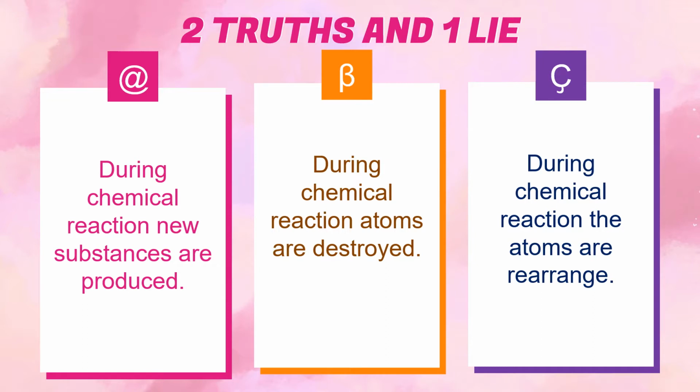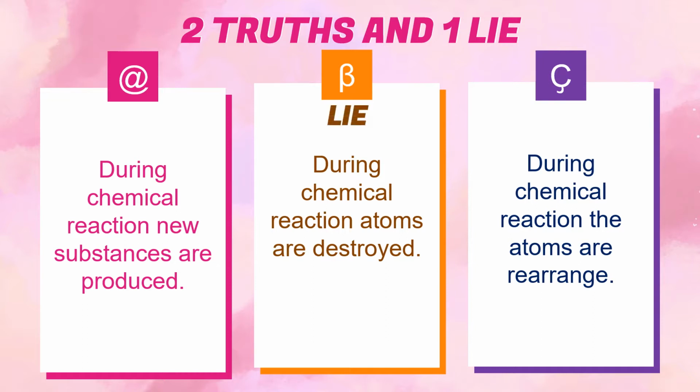Statement A. During chemical reaction, new substances are produced. Statement B. During chemical reaction, atoms are destroyed. Statement C. During chemical reaction, the atoms are rearranged. Which is true and which is false?